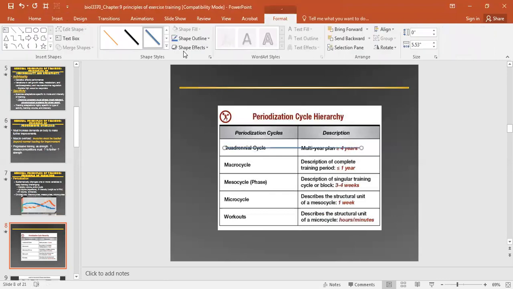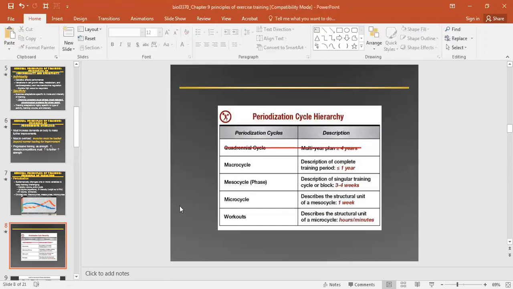So I'm going to just get that out of there, and I'm going to go with a bright red to get rid of that, because I won't talk about a quadrennial cycle. That's multiple years. And in athletes, we typically focus on a macro cycle, and this macro cycle is roughly a period of about a year, sometimes less.